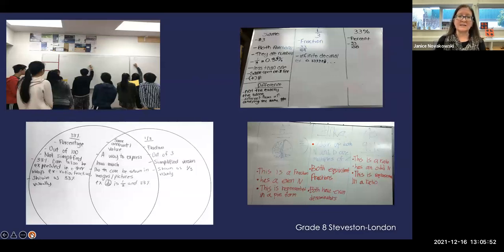This is in a grade 8 class at Steveston, London, where they were presented with 2 numbers, 33% and 1/3. And they were asked to work together and collaborate, either using large vertical whiteboards or smaller whiteboards or paper, and choose a format on their own that they thought would help them think about these 2 numbers and compare their similarities and differences. And you can see here some students in grade 8 have chosen a Venn diagram with each separate number and what their characteristics are, and then what characteristics are the same in the middle. Some of them have used columns or charts and different colors of markers to share their thinking.